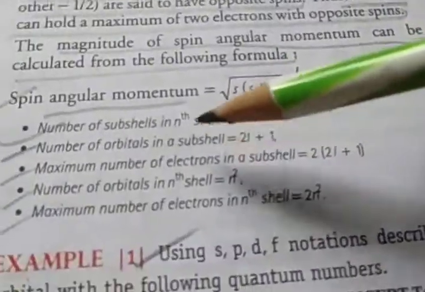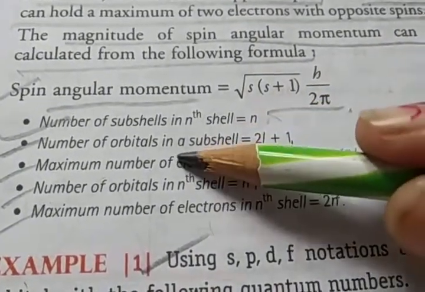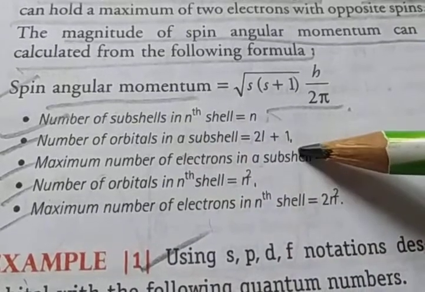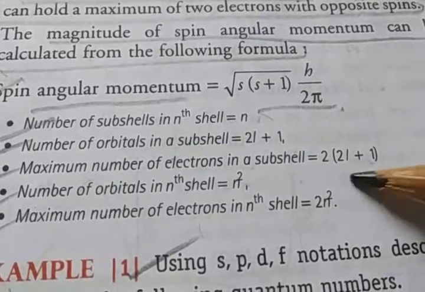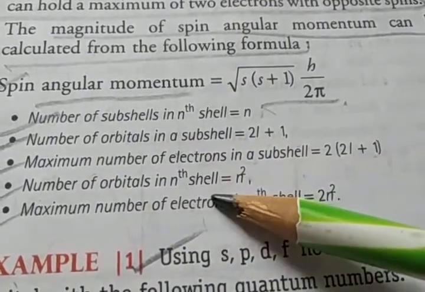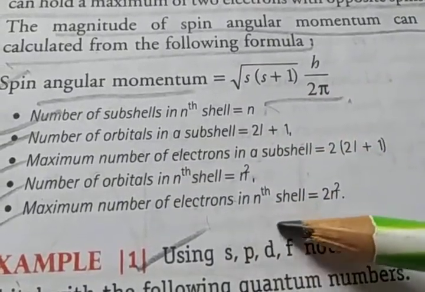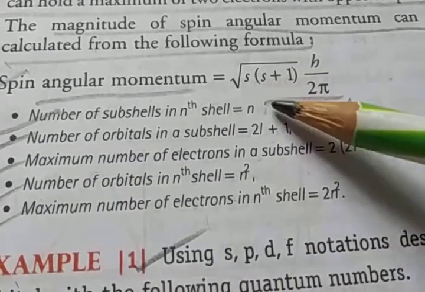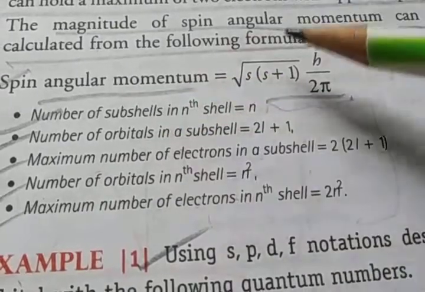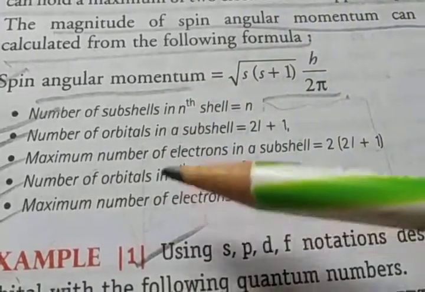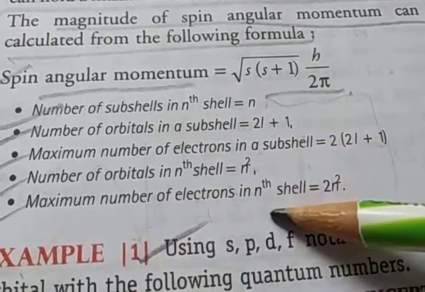The number of subshells in the n shell is n. The number of orbitals in a subshell is 2l plus 1. The maximum number of electrons in a subshell is 2 times (2l plus 1). The number of orbitals in the n shell is equal to n square. The maximum number of electrons in the nth shell is equal to 2n square. Please learn these formulas, because in exams questions are already asked on the number of subshells, the number of orbitals, the number of orbitals in the nth shell, and the maximum number of electrons in a subshell and in a shell.